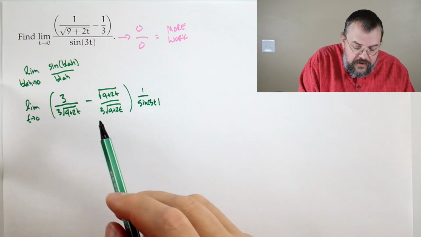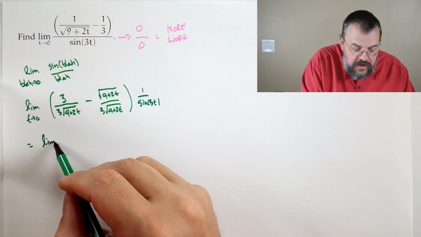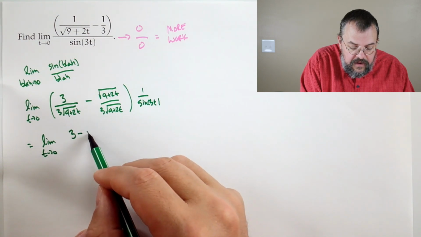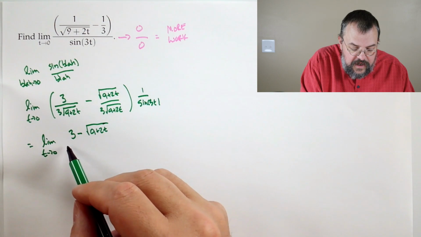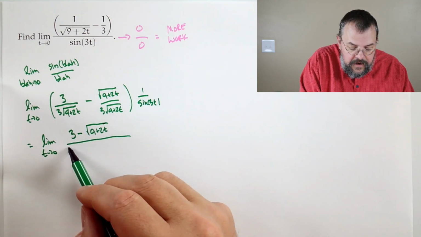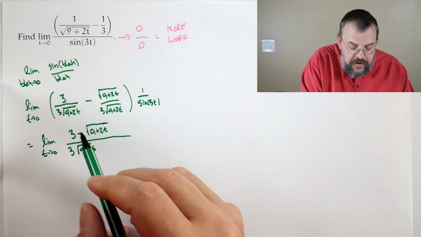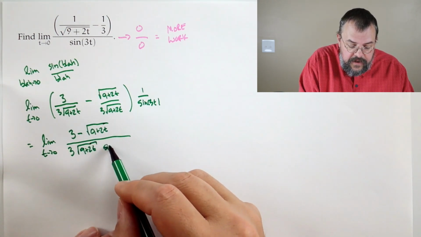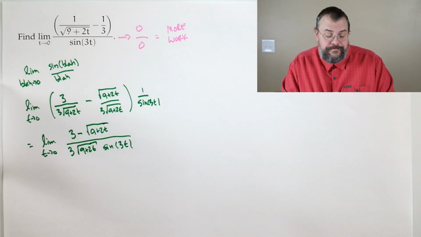All right, we'll put those things together. So this is our limit as t goes to 0 of 3 minus the square root of 9 plus 2t. And then downstairs, what do we have? We have ourselves a 3 square root of 9 plus 2t. That's our denominator, and our sine of 3t. Okay, so far, so good.